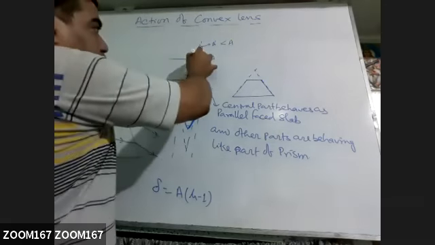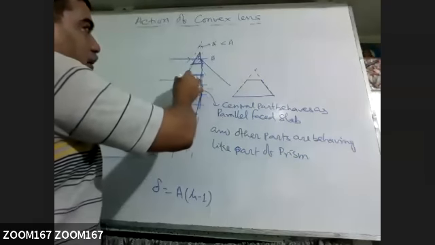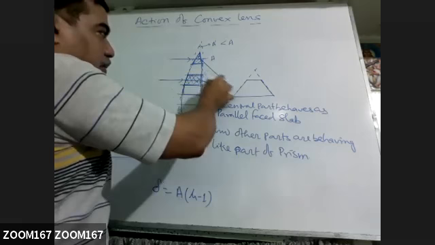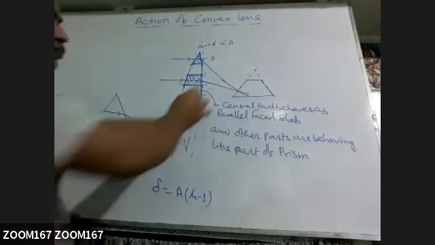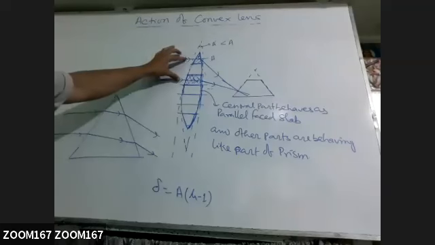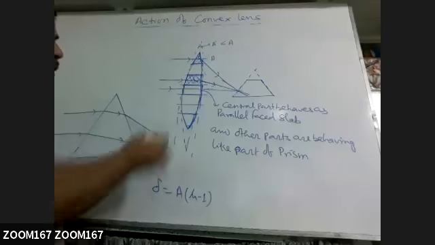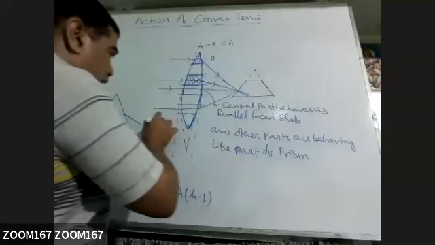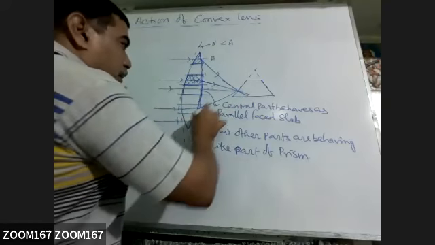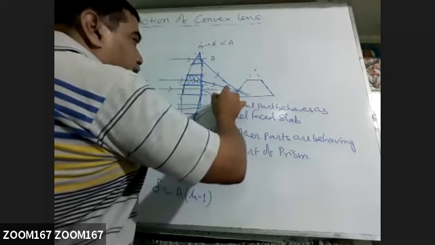So the result, what will be? The deviation produced by this will be more, and the deviation produced by this will be less. As a result, they will converge at this point. So this beam will converge at this place. Yes, one will go undeviated. If you consider incident on this place, this is producing less deviation. This is producing more deviation. So all will converge at this place, this point.